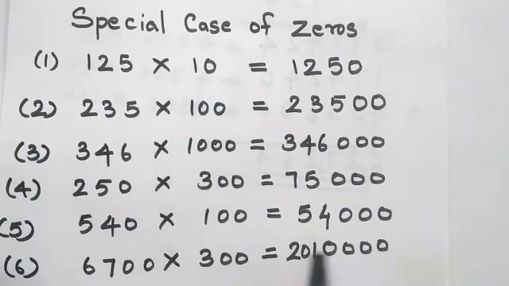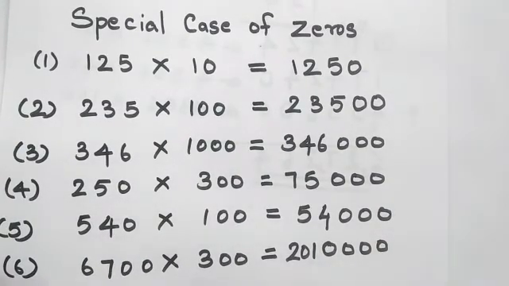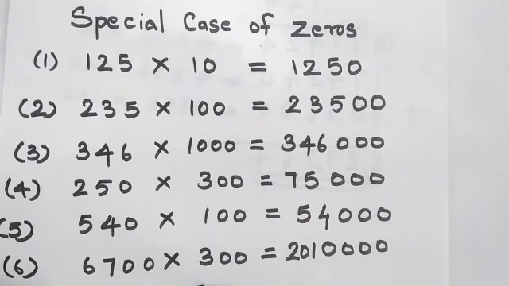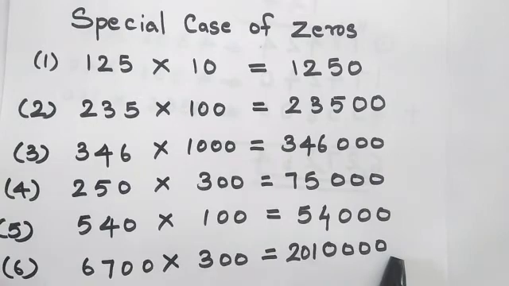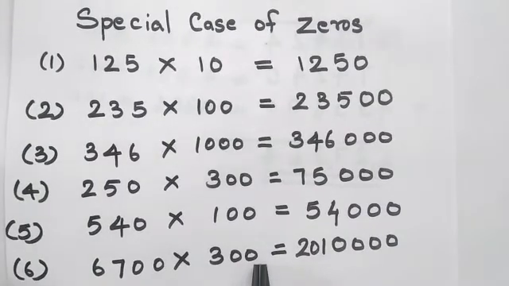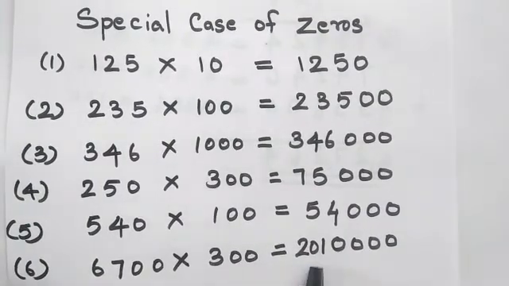Okay. So this is the way you have to multiply a number with a number with zeros. How many zeros are there? You put them together with the product at the right correct place. Okay. So this is today's class for you.